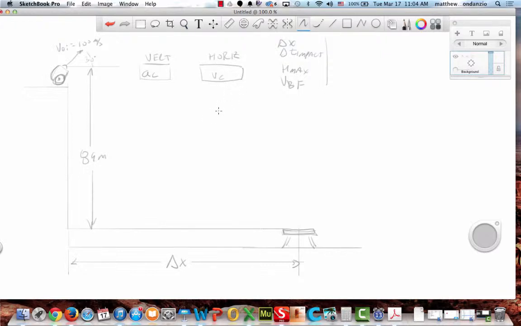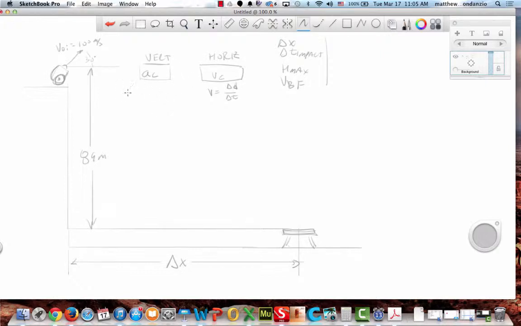So, given that scenario, have a seat. Given that scenario, what is my one constant velocity equation that I have? Right. Velocity equals delta D over delta T. Everyone with me?